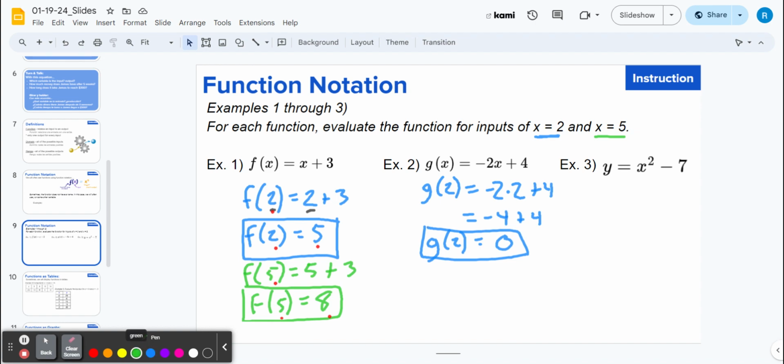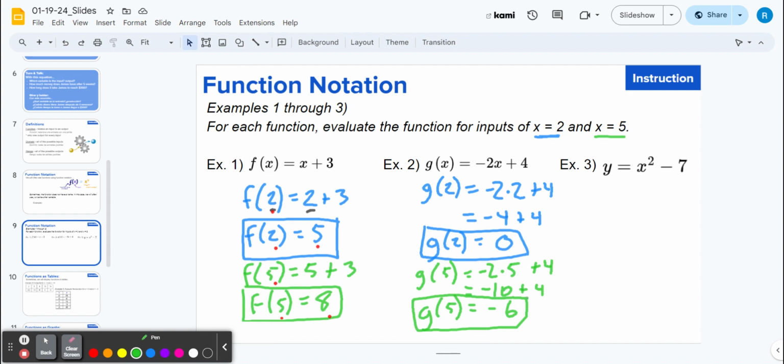All right, and my second one, my g at 5, is equal to negative 2 times 5 plus 4. This will be equal to negative 10 plus 4. And so if I rewrite this, finally, our function at 5 is going to be equal to negative 6.